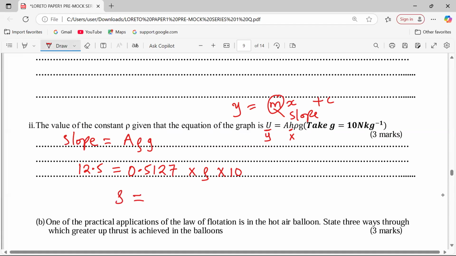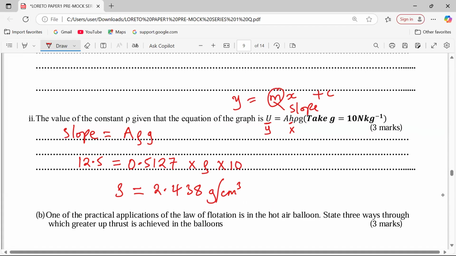So how do we get density now? We have to divide 12.5 by 0.5127 multiplied by 10. This gives us exactly 2.438. 2.438 grams per cubic centimeter.